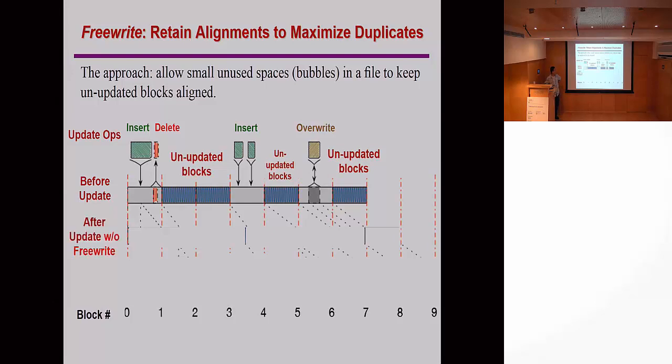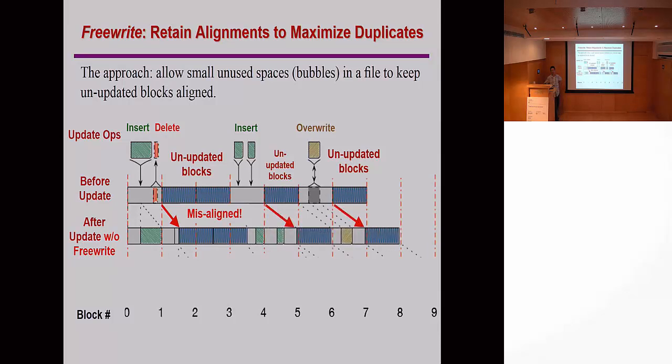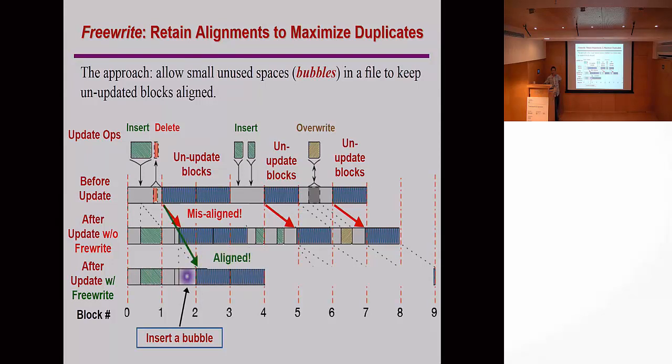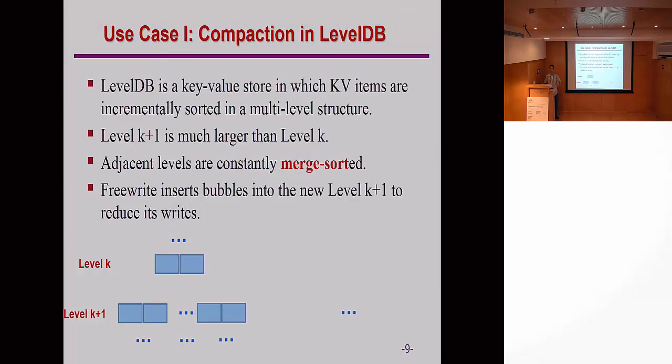To accommodate these updates without using Freewrite, we have to shift these unupdated blocks and make them misaligned, and then we cannot avoid the rewrite by the dedup component. With Freewrite, at the right place, we may just insert a small bubble, and then we keep these unupdated blocks aligned. Then they can be recognized by the dedup, and their rewriting can be avoided. And this is implemented at the application level.